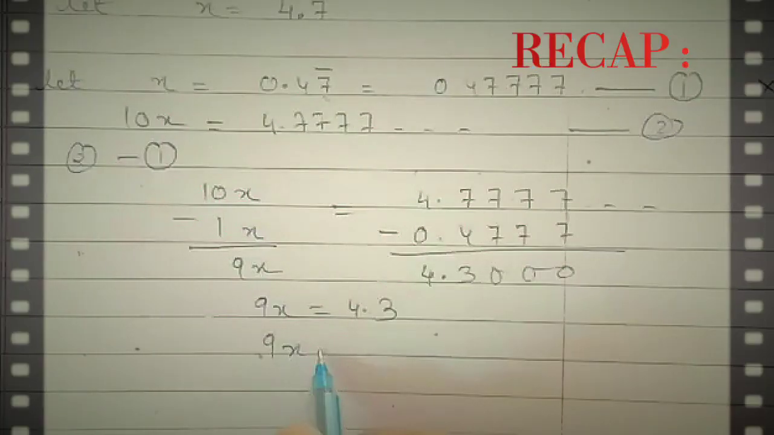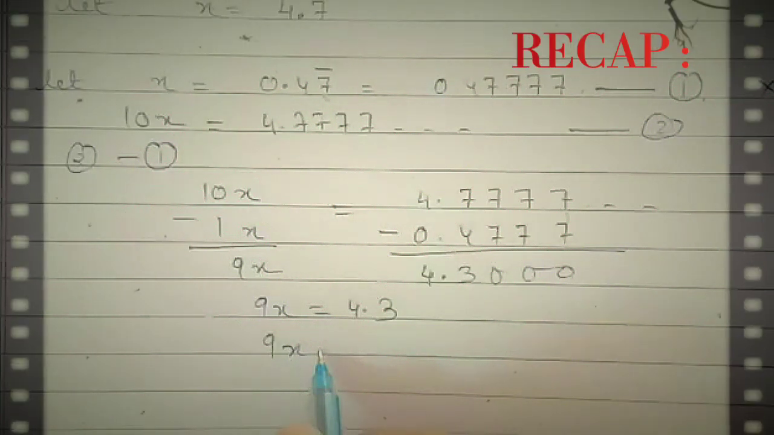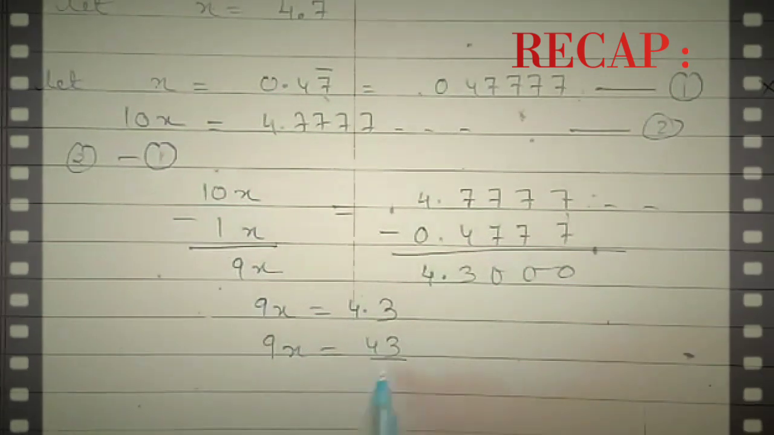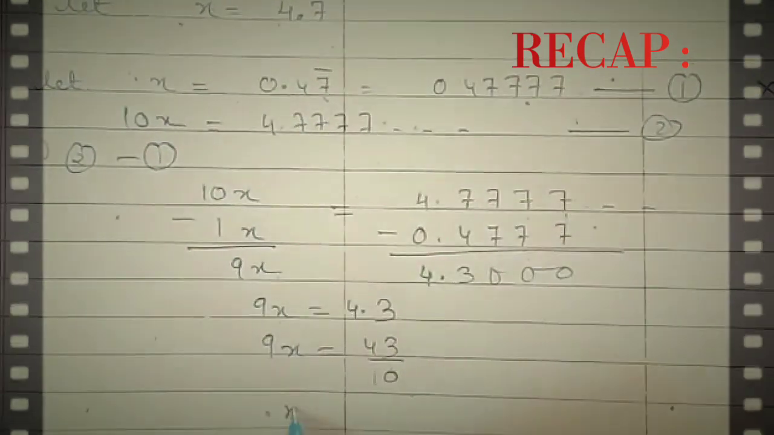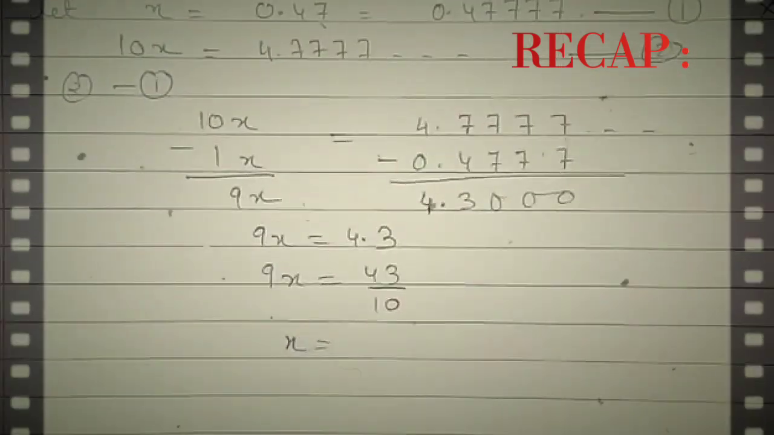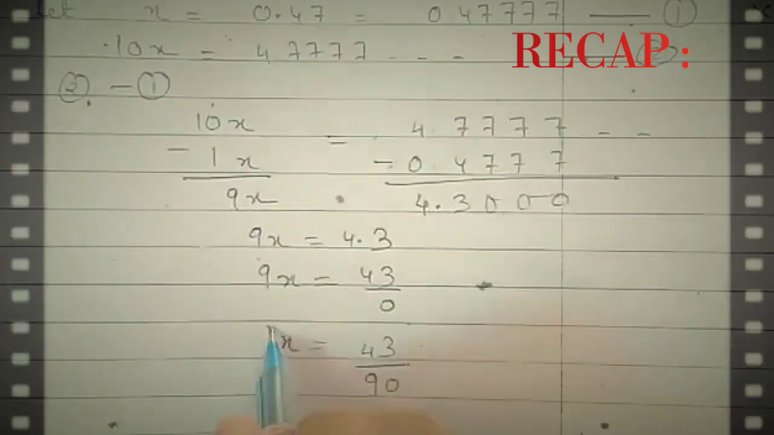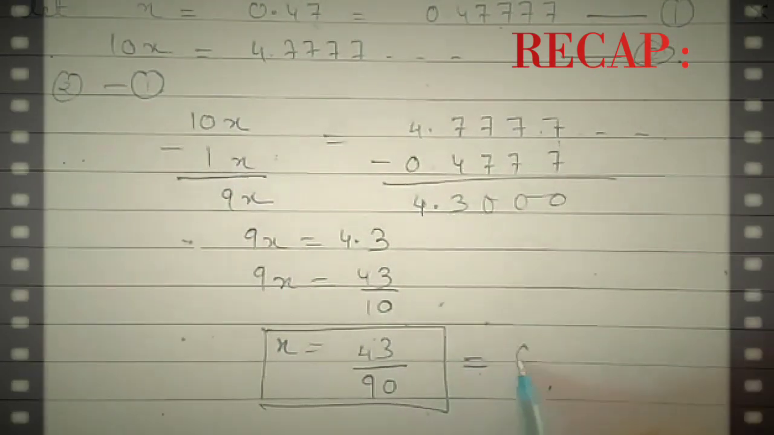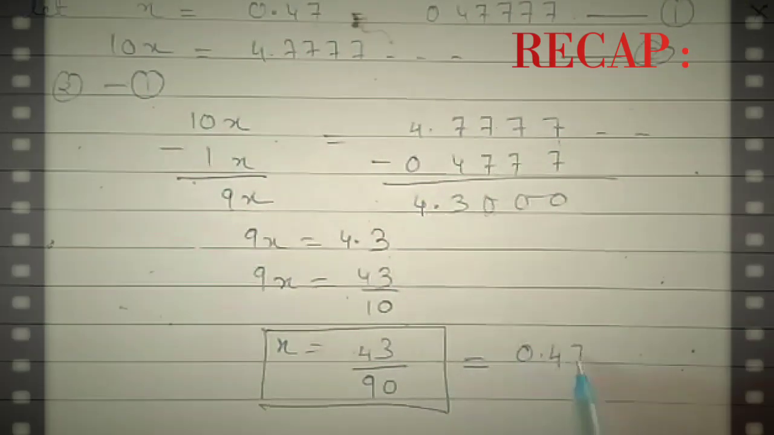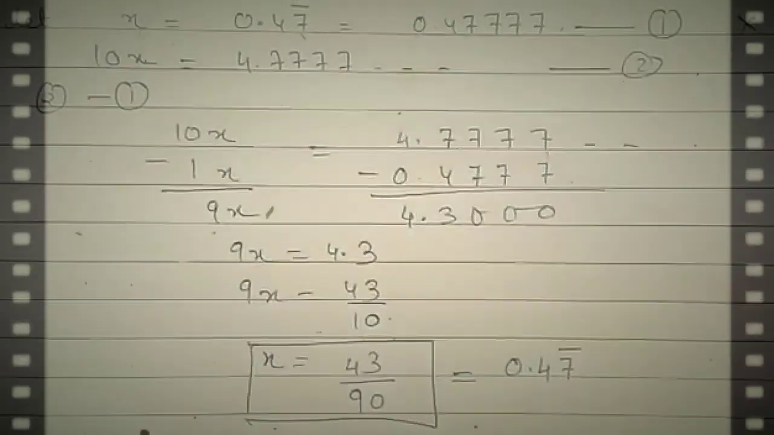4.3 and this will be 9x. So we got 9x is equal to 4.3, which can be written as 43 upon 10. And when 9 is taken to the opposite side, it becomes x is equal to 43 upon 9 into 10, which will become 90. So your desired number is 43 upon 90, which is actually the value of 0.47 bar, right? In this way you can complete.